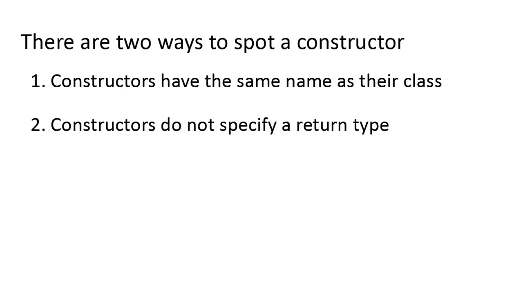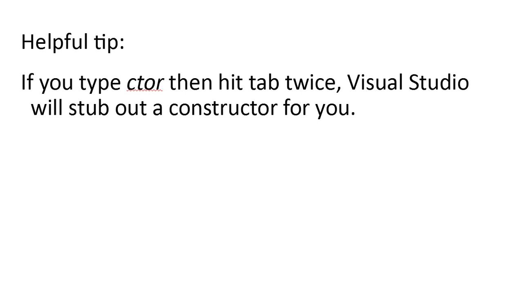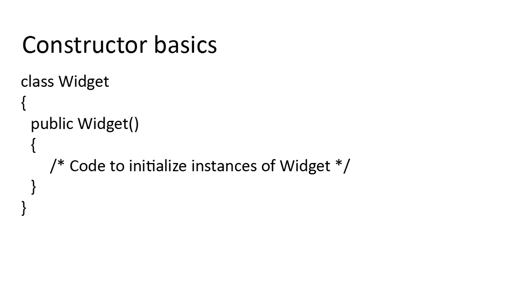There are two ways to spot a constructor. Constructors always have the same name as their class, and there's no return type specified in a constructor, because they implicitly return you that type of object. If you're trying to make a thing, it's just understood you're getting a thing back. So those are the two ways to spot constructors. They have the same name as their class, and there's no return type. In Visual Studio, again, autocomplete to the rescue. CTOR, hit tab twice. Visual Studio will stub out a constructor for you.